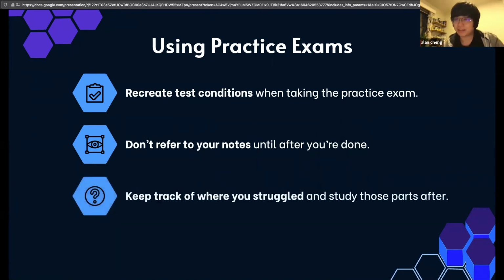And also in that vein, if you do struggle somewhere, just mark it so that you know which parts to focus on later. And this ties back to what we said about studying weak points. So using practice exams is a great way of figuring out where your weaknesses are, because those might not be obvious.